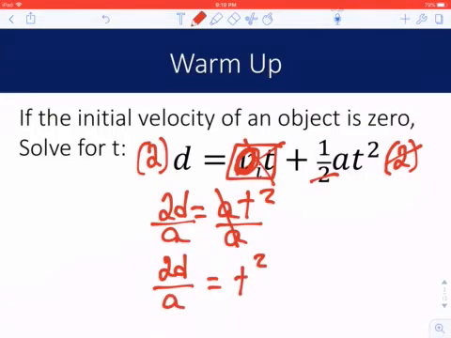Now I still want to get t by itself, so I'll take the square root of the left side. When I take the square root of the right side, this 2 goes away. So t simply equals the square root of 2d over a.